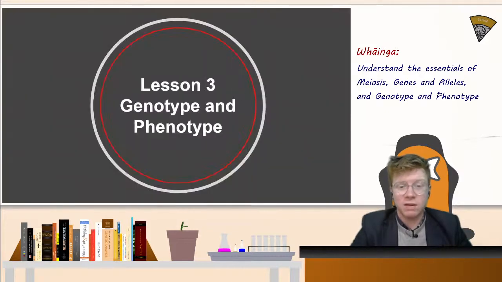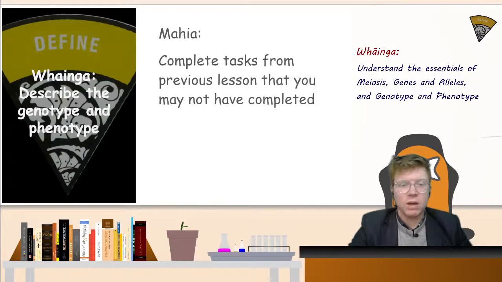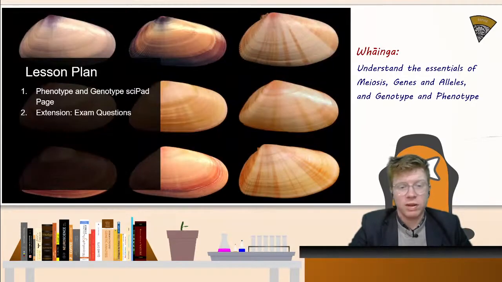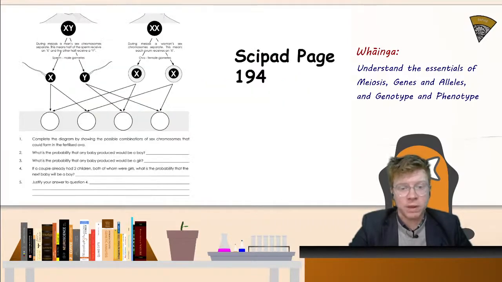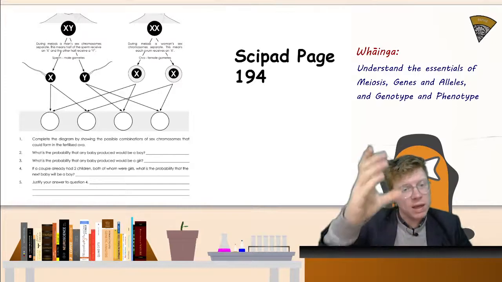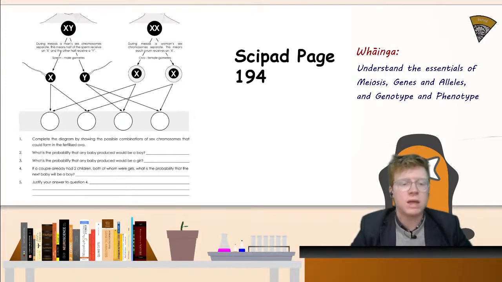Now that brings us to the end of lesson 2. We're flying through this. Lesson 3, our last lesson for this week, is on genotype and phenotype. If you've done the previous tasks, then you're absolutely set. Our goal for today is to have a little bit of a kōrero about page 194 and 195 of your SciPad. Now I'm going to pop up page 194. There's some pre-text in here which I'd encourage you to read using the link that's on those slides.